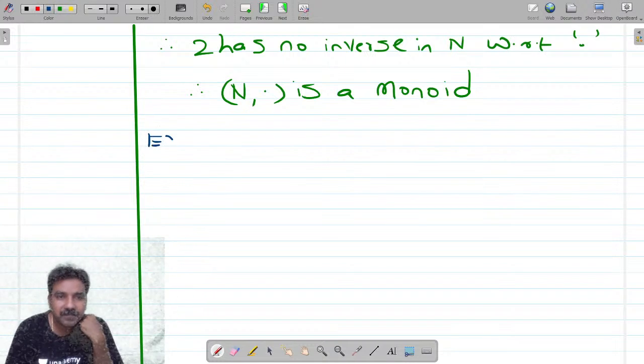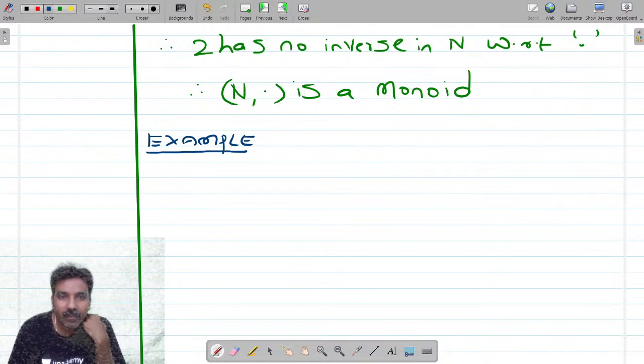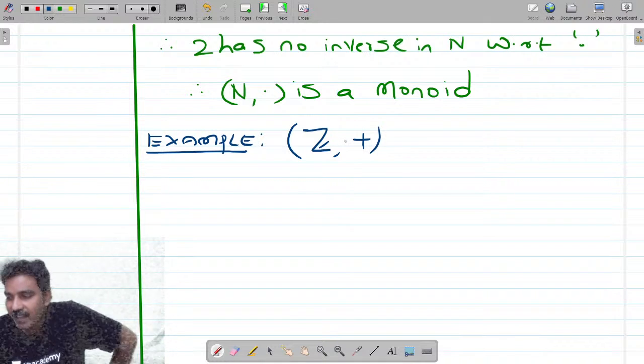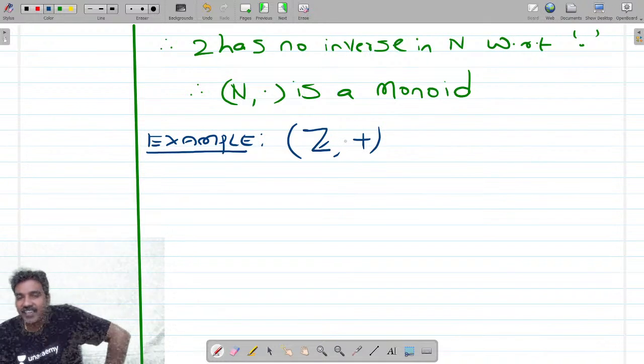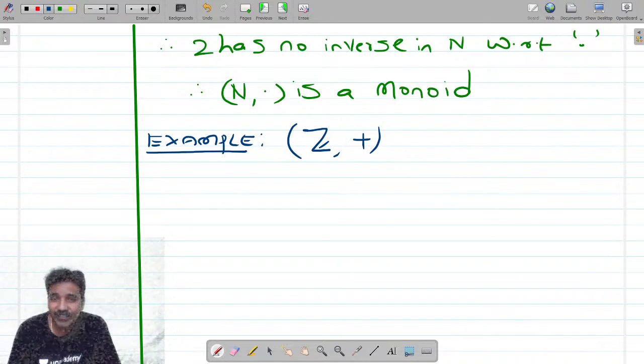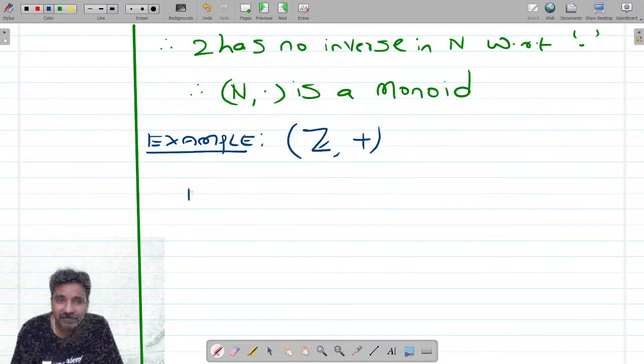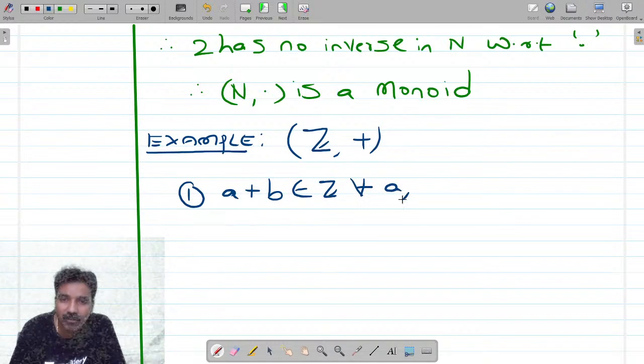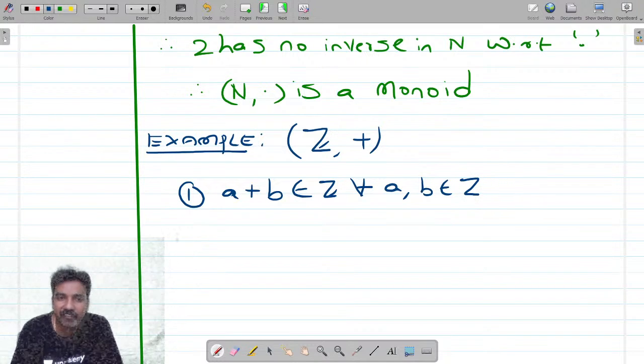Next example. Suppose I am taking set of integers Z. Is it a group? Z comma plus. Yes, closure property will work out. A plus b. A రెండు ఇంటిజర్స్ ని యాడ్ చేసినా మళ్ళీ ఇంటిజర్ వస్తుంది. A plus b belong to Z for all a comma b belong to Z. Here Z stands for set of integers.